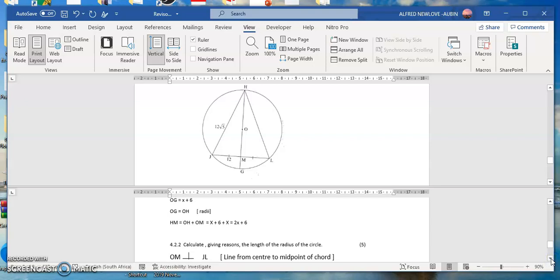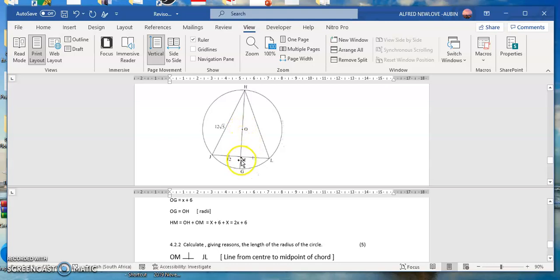Then the next question. Calculate, giving reasons, the length of the radius of the circle. They want the radius R. It can be OH or OG. We know that OM is perpendicular to JL. Remember, a line from the center to the midpoint of a chord is perpendicular to the chord.